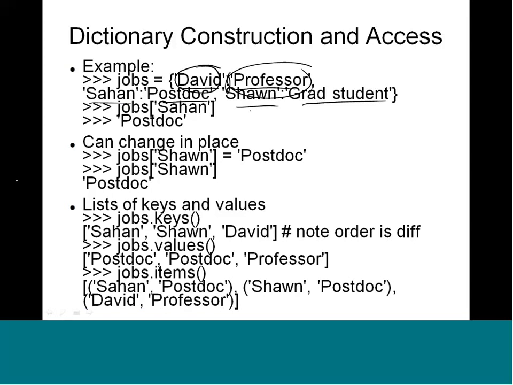So if you just say jobs Sahan, it gives you postdoc. And this is also a mutable data type. So essentially you can just say jobs Sean equal to postdoc, and then you can change the job of Sean also to a postdoc.